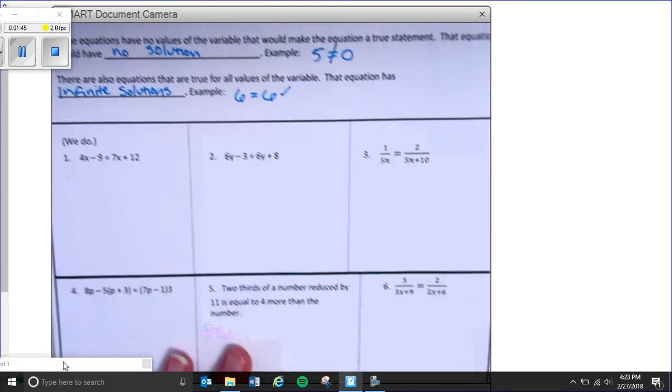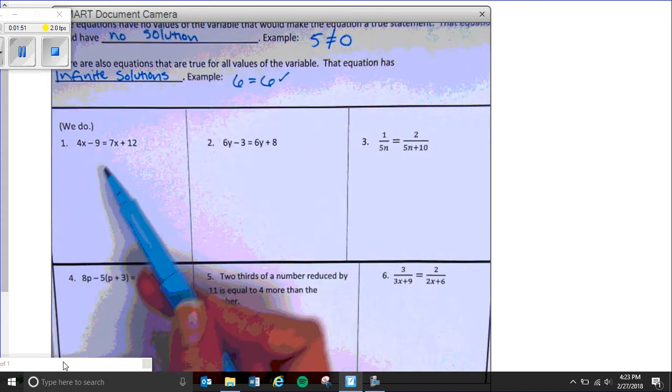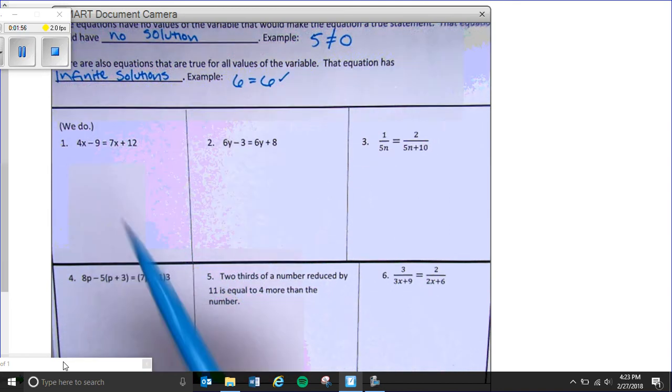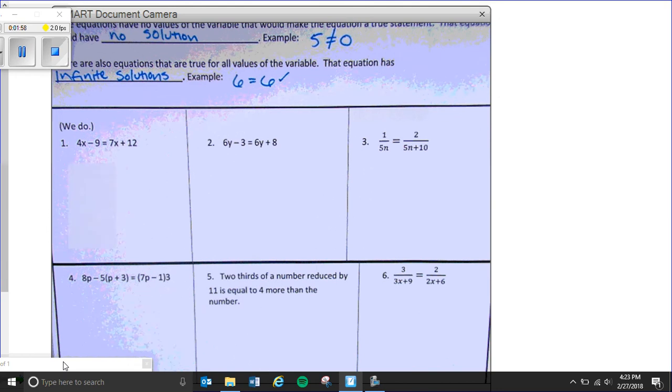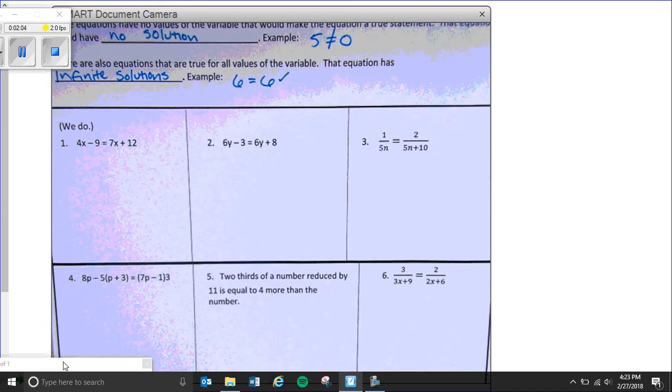We're going to do a couple examples together. Looking at example 1, the first thing we need to do is distribute. Is there anything to distribute? No. Combine like terms. When we talk about combining like terms, remember they have to be on the same side in order for us to do that. So there aren't any like terms on the left, and there aren't any like terms on the right, so we can move to step 3, move our variables to one side.